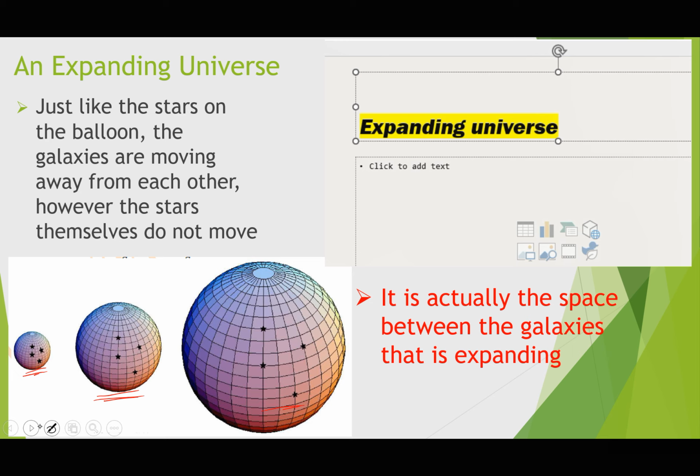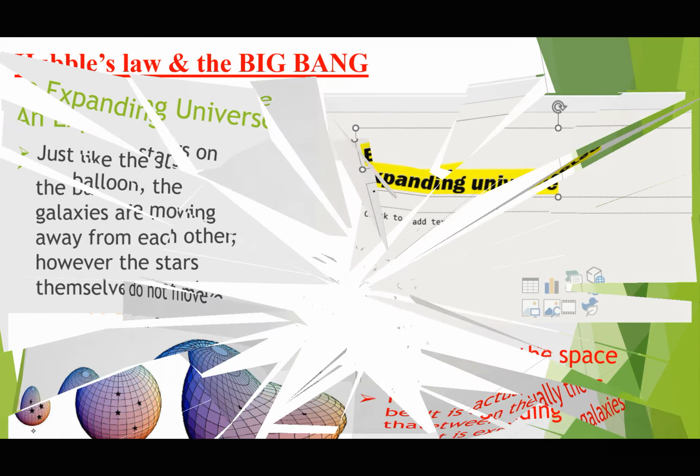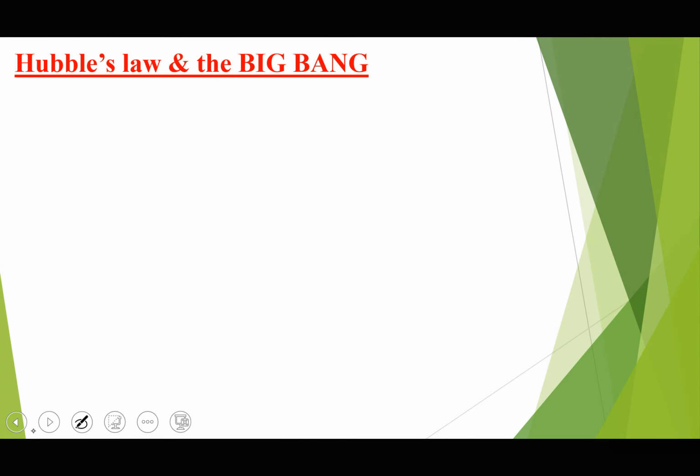So it is actually the space between the galaxies that is expanding. The galaxies themselves may not also be moving, but because the space between them is expanding, then we sometimes say they are actually moving away from each other. The universe is expanding. And if it is expanding, then why is it expanding? When did it start to expand? This now takes us to what we call the Big Bang Theory and Hubble's law.